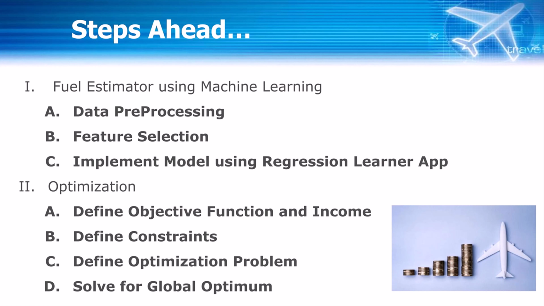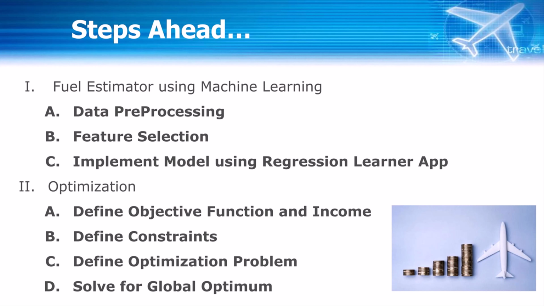The first step is to know how much fuel we're going to use. We're going to create a data-driven model using machine learning methods such as support vector machine, using the regression learner of MATLAB. And we should select which features are important for us. For example, the payload, the field elevation, the distance, and so on.